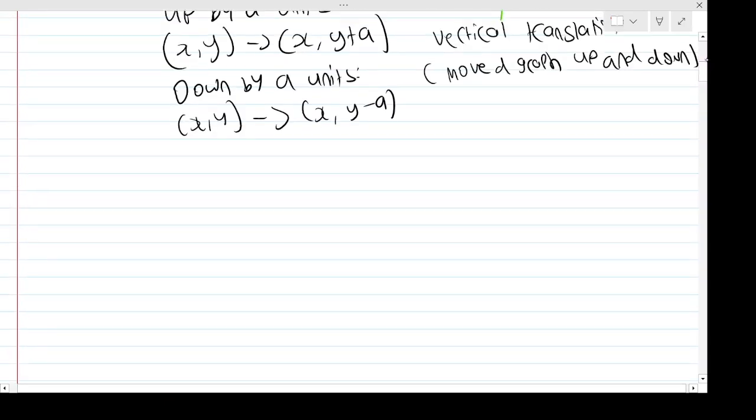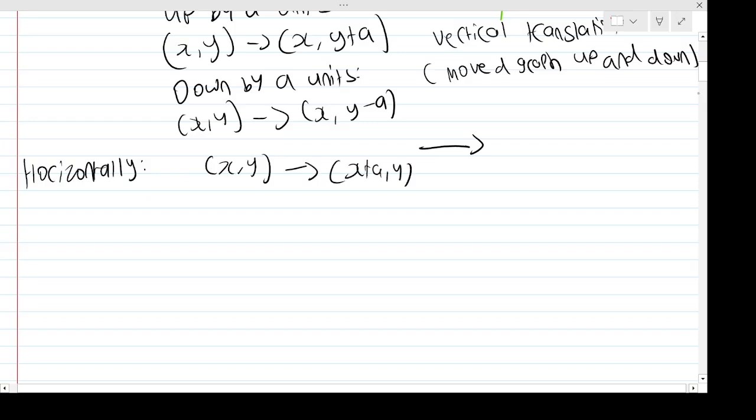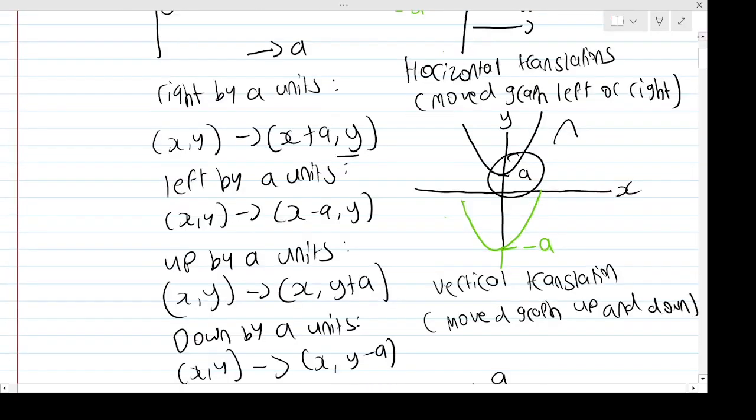How am I going to go about doing that? Well, let's think about it. Let's consider horizontally first of all. We want to move (x, y) to the right, so we want (x, y) to go to the point (x plus a, y). So we want to move it to the right by a units. Again, that's what we talked about here.